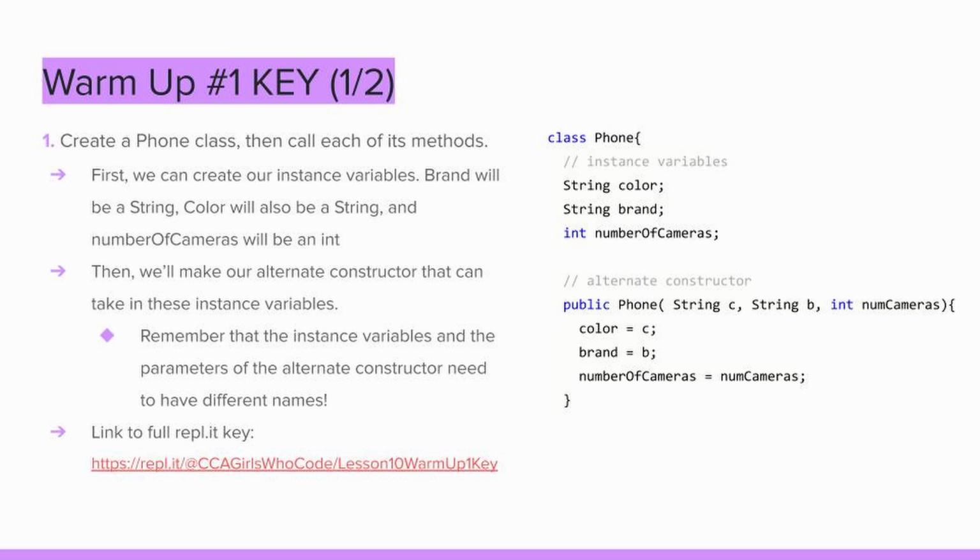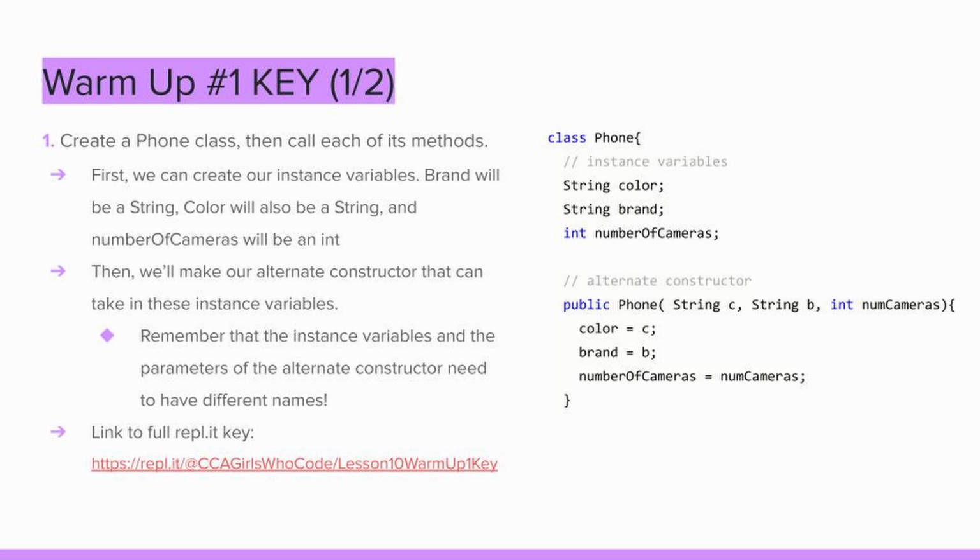Let's take a look at the key. First, we'll build our phone class. We'll create a new file in the left-hand side of Replit called phone.java. We initialize our instance variables at the top of the class. Color and brand will be strings, and number of cameras will be an int. Then we can make an alternate constructor.